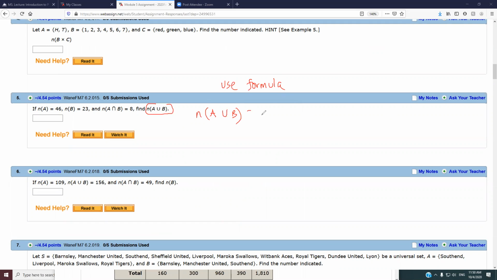So I'm going to use the formula that says take the number of elements in A plus the number of elements in B, but you got to subtract out the number of elements in the intersection. Well, they really gave me all the numbers I need to plug in here. The number of elements in set A was given as 46. Number of elements in set B was given as 23. And the number of elements in the intersection was given as 8. So I could just work this out on my calculator. This is 69 minus 8, so this answer here is 61.